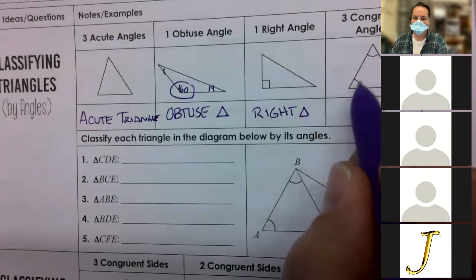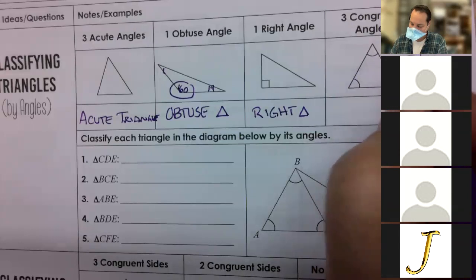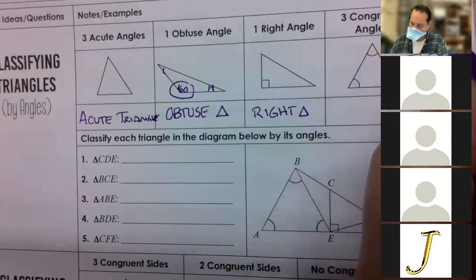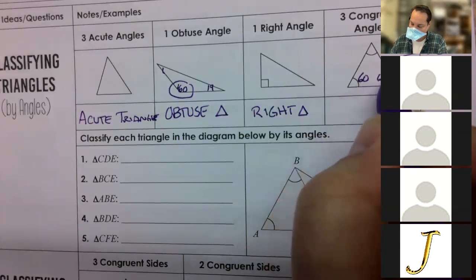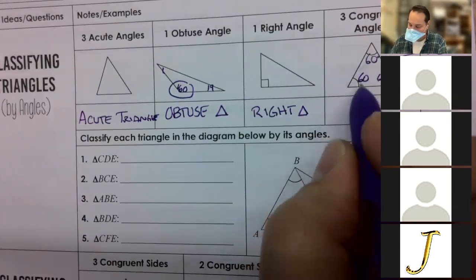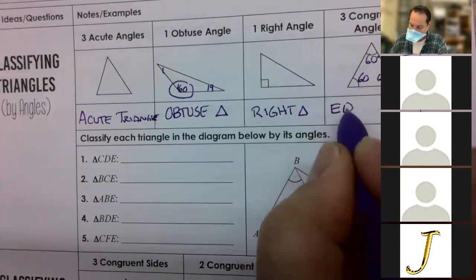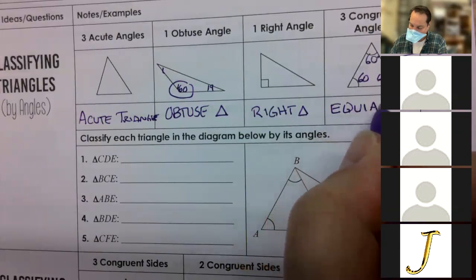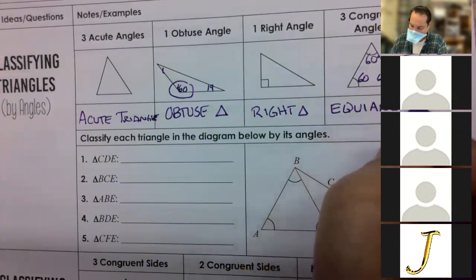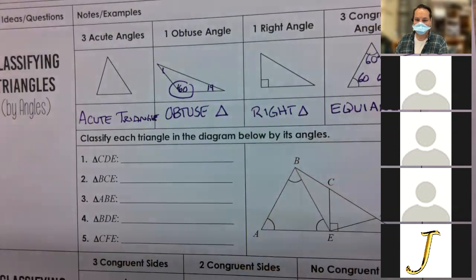And lastly, if all 3 angles are the same, and I know that 180 is the total, then I know that any one of them must be 60 degrees. We could call it acute, but since they're all the same, there's an even better name, which is equiangular. And you're right, it's also acute. But this conveys more information.